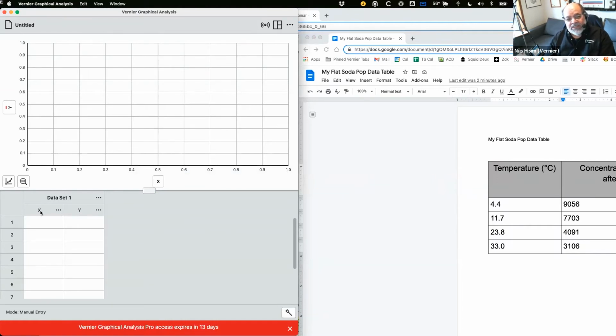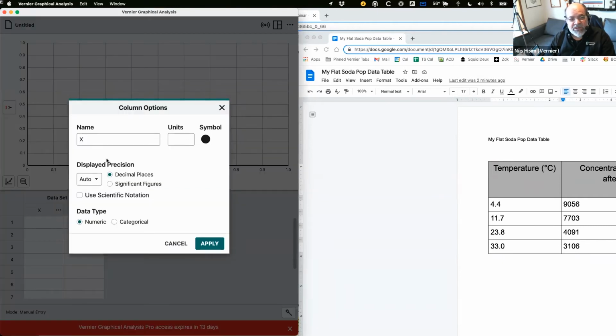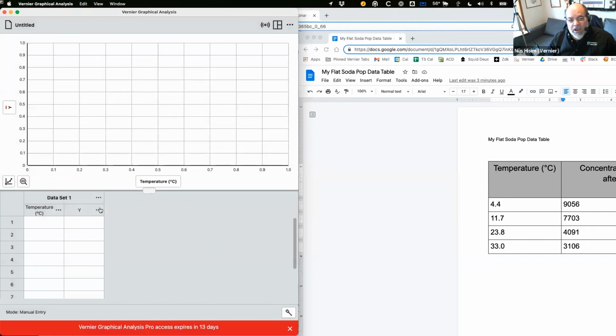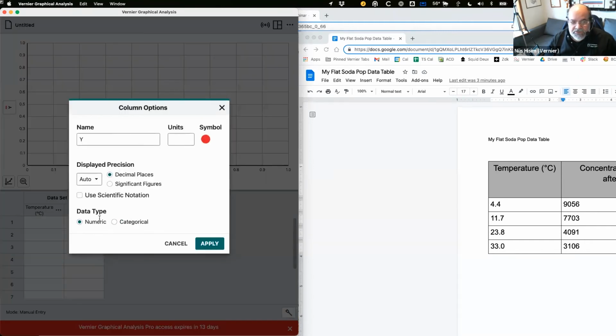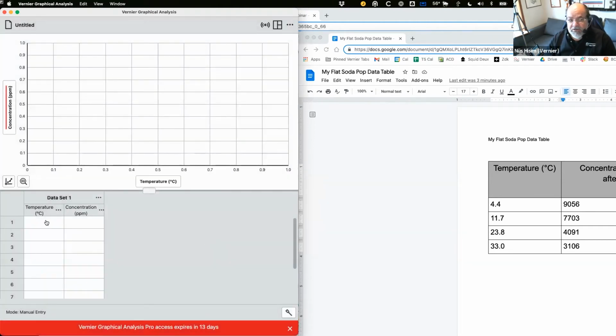So my x-axis label, I'm going to tap on the 3 dots next to x. That's going to be my temperature, and that'll be in degrees C. Oops, how about a capital C? And my y-axis is going to be the concentration of CO2. So I'm going to call that concentration. You can call it CO2 if you want. And that's in parts per million to start with. We'll talk a little bit about, can we make this traditional? Yes, you can. And then it's just a matter of typing in the values.